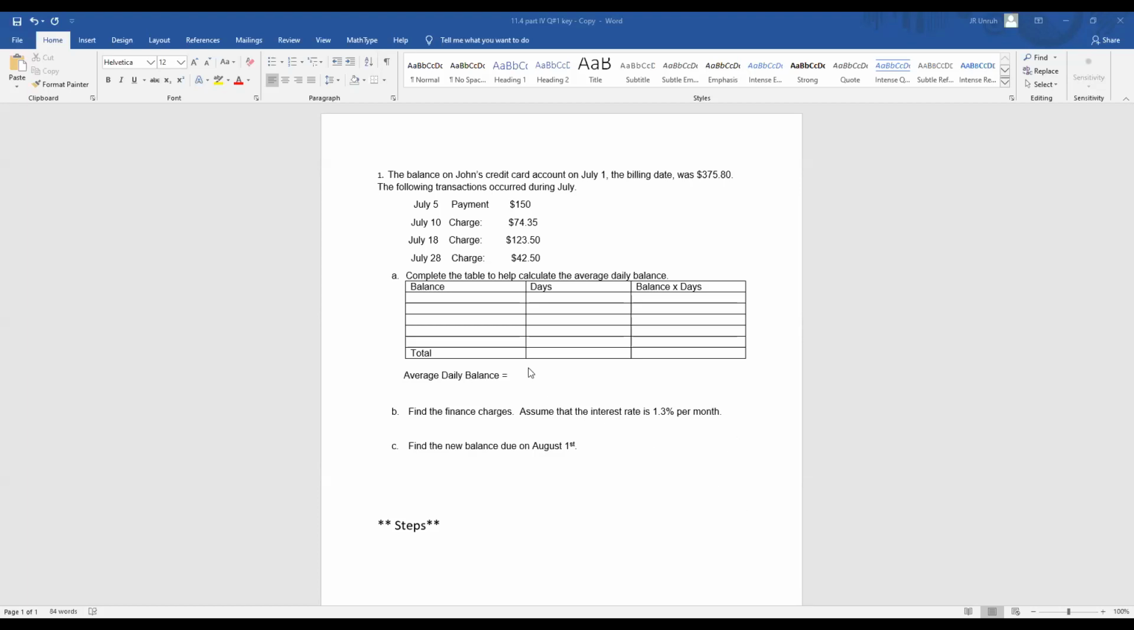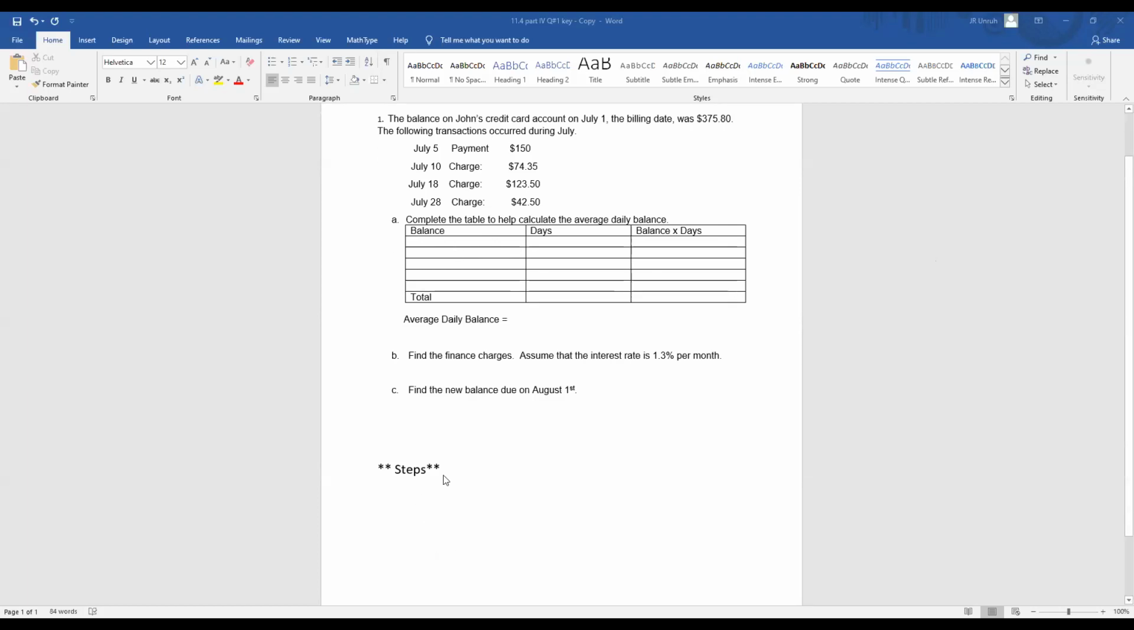Okay, so one method that the bank or credit card company will use is what is called the average daily balance method. And that is what we're going to do at this time. The first part of this question says complete the table to help calculate the average daily balance. Okay, so at the bottom of my handout here, I've got some asterisk points where it says steps.